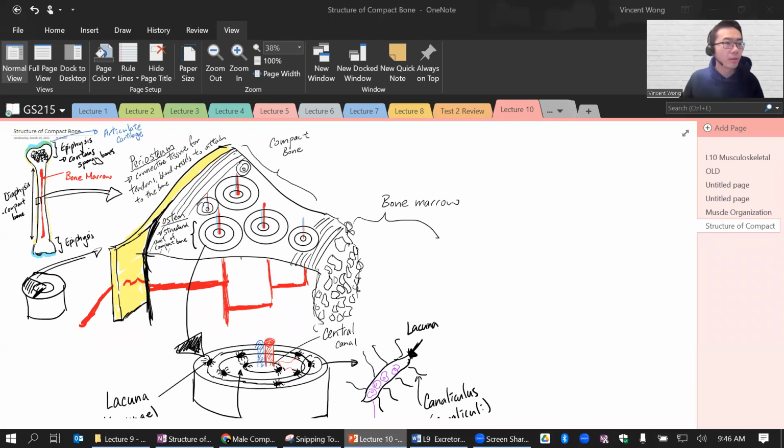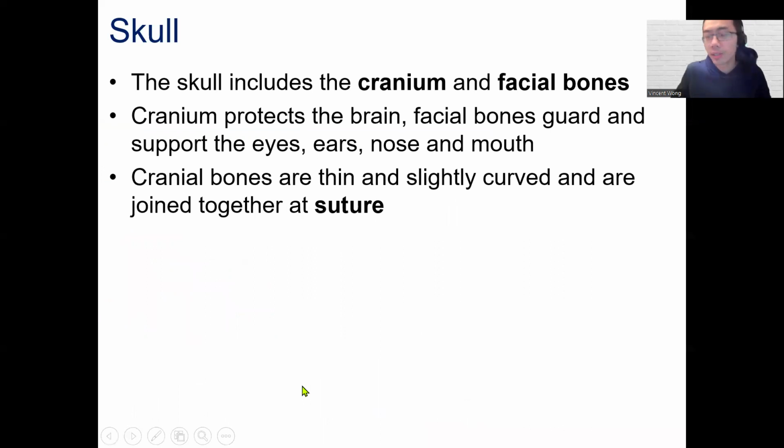Okay, so next thing we're going to talk about is the names of the bones, basically. So we're going to start from the head, and then we're going to move all the way down to your toes, and we're going to learn all the bones along the way. So starting with the skull, which includes the cranium, which are the bones that are immediately outside of your brain. And then we have the facial bones.